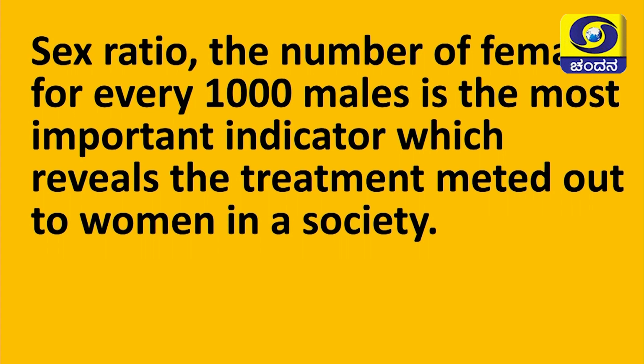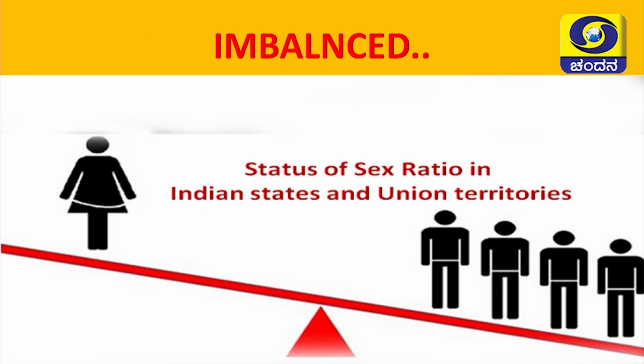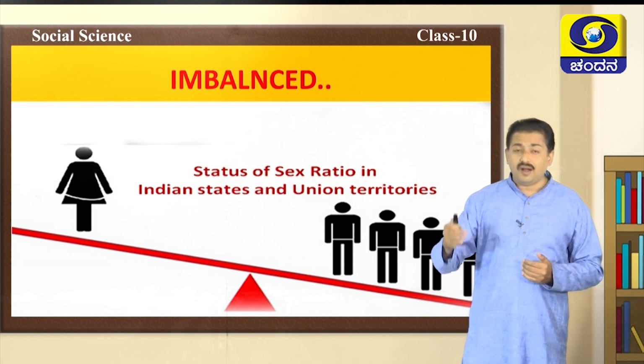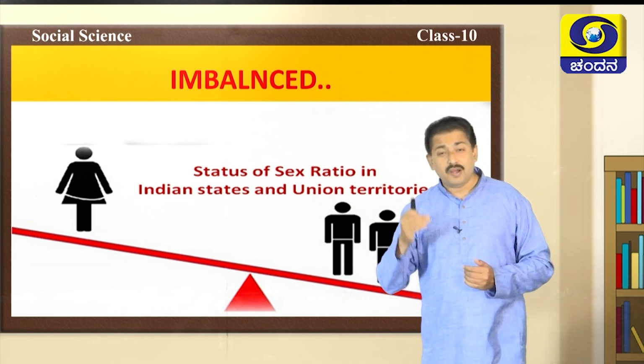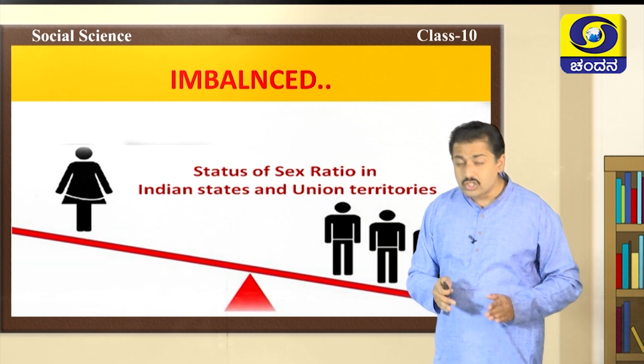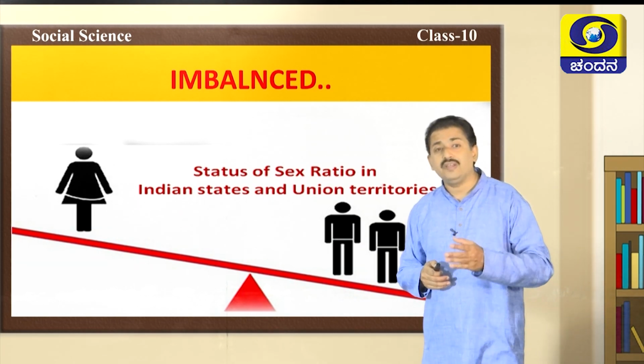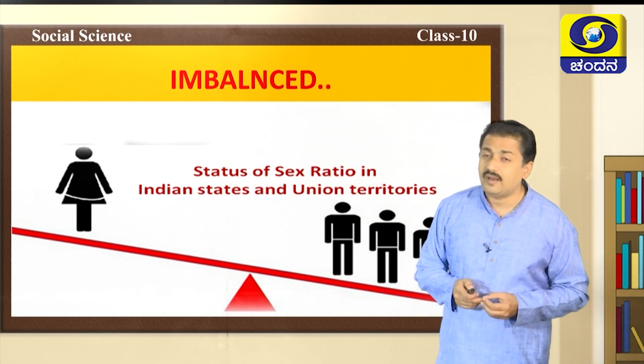But the shocking thing here: the sex ratio, the number of females for every 1000 males, is the most important indicator which reveals the treatment meted out to women in this society. That means, for every 1000 men there are 850 women. This is really shocking. In some of the states like Bihar, Uttar Pradesh, Punjab, Haryana, if you observe, for every 1000 men it is below 800, below 750.